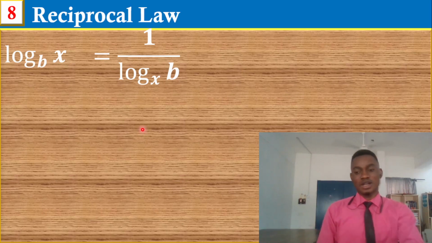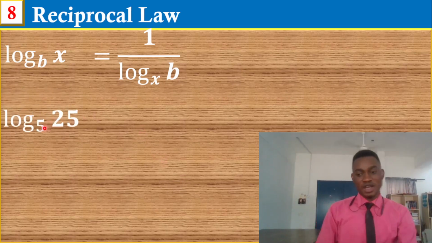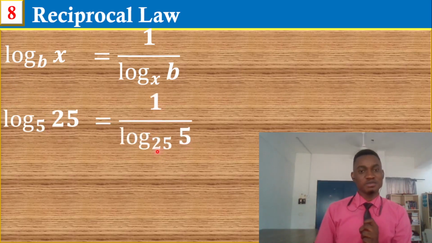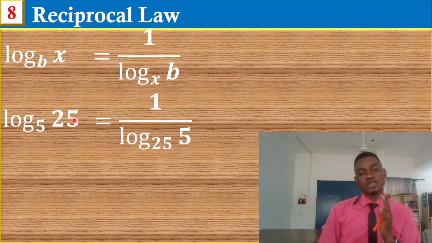Okay, let's take an example. Log 25 base 5 is the same as what? 1 over log 5 base 25. You can notice the switch. As you can see, the base becomes the argument while the argument becomes the base. This is what happens whenever the reciprocal of a logarithm is taken.